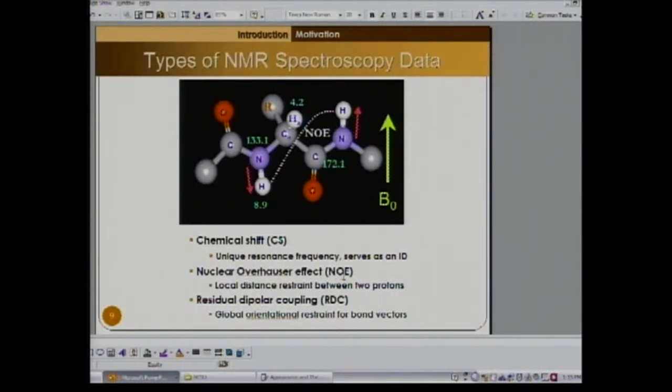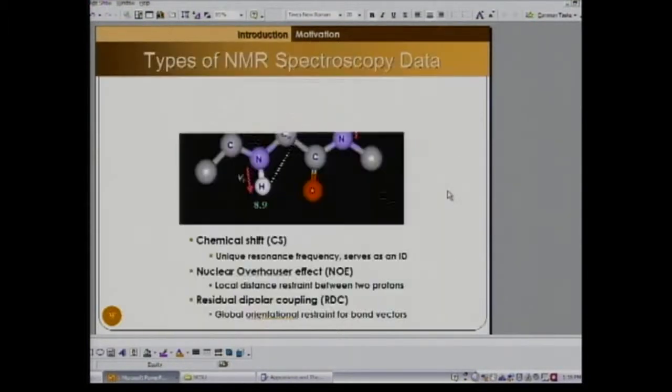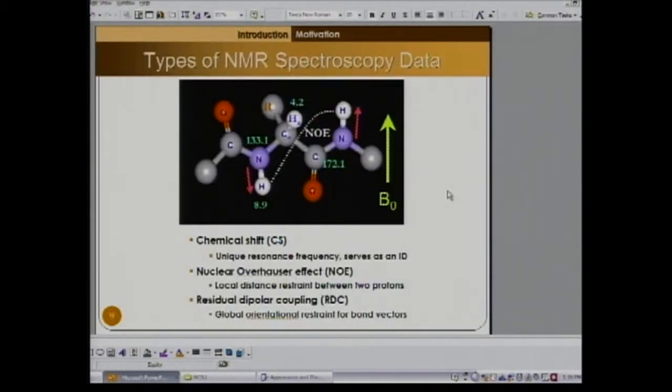Then there is NOE data, which defines the distance between 2 protons in a protein. So for example, NOE would return the distance between these 2 hydrogen atoms, and also all other protons that are in close proximity to each other. And there is also residual dipolar coupling data, which returns the global orientation of the bonds in the protein. So for example, if you have an H bond right here, RDC would return the orientation of that bond with respect to the global frame of the protein. And I want to go a little bit through each of the data in more detail.